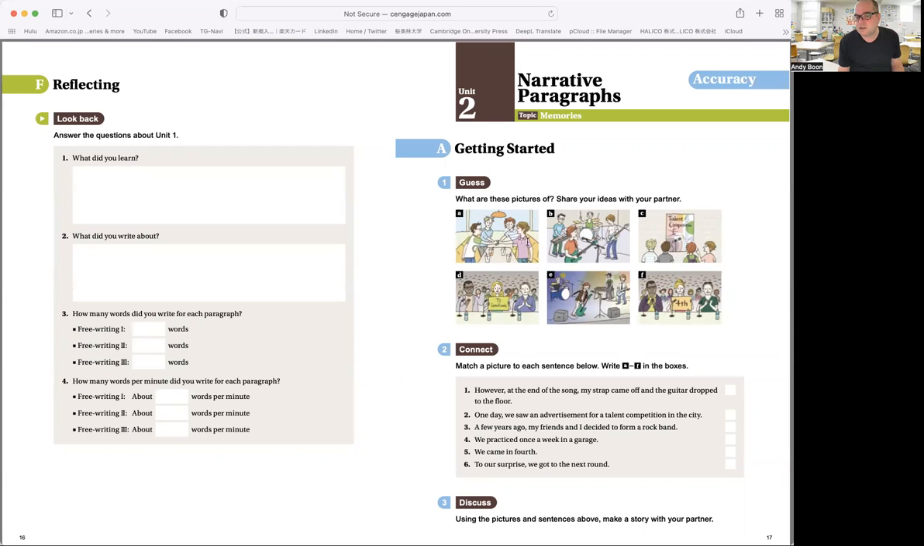So students, once again, look at the pictures and try and think of vocabulary by sharing ideas about what these pictures are. And then they're going to match the sentences to the pictures. And these sentences come from the model paragraph. And here they get a chance to think about what the story may be.